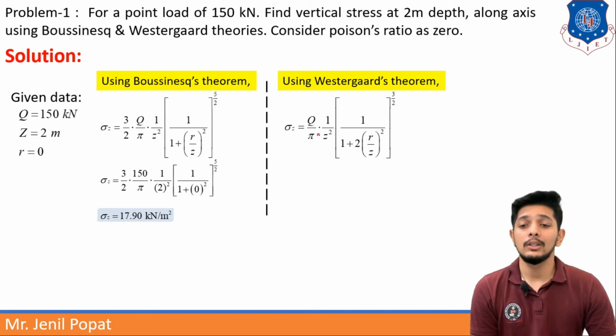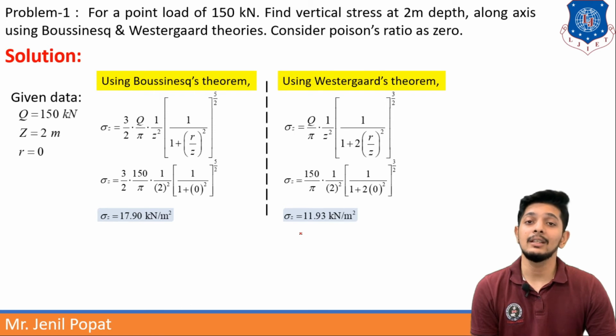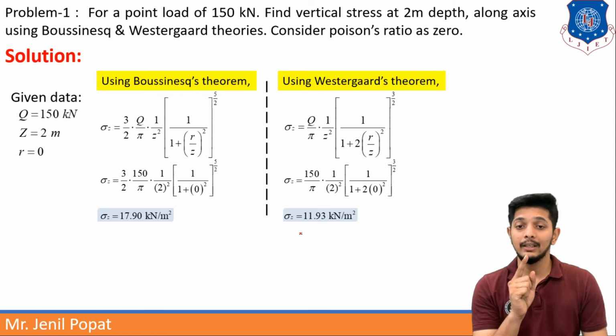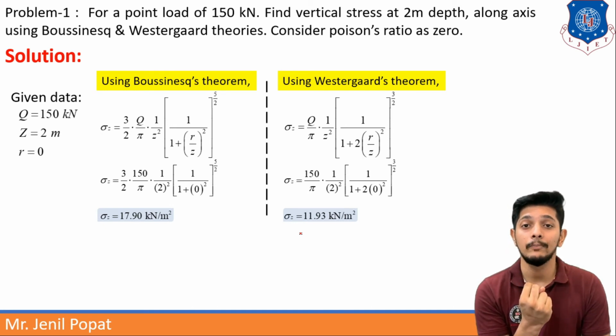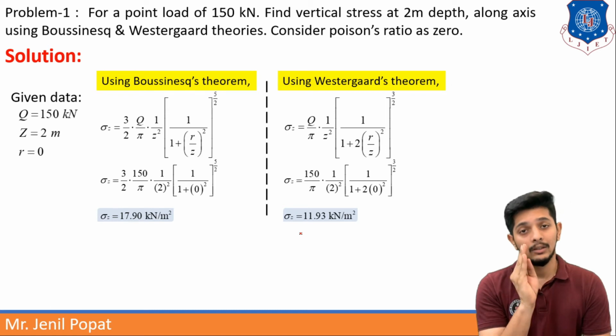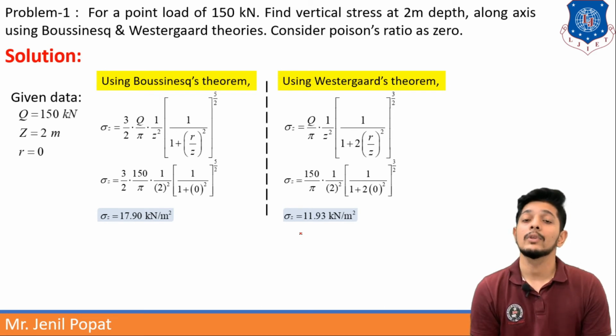Now putting q as 150, z as 2 and r as 0, I am getting sigma z as 11.93 kilonewton per meter square. So you must understand that Boussinesq and Westergaard are giving different values here. They are both used for vertical stress calculation, but they will give different values.